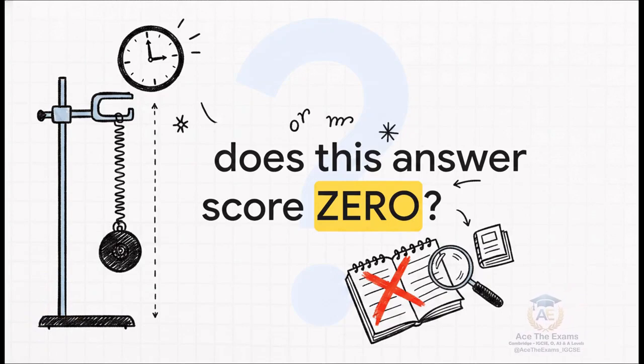No marks. Why? Because it completely ignores the command word fulfillment and the super precise terminology that the examiner is literally hunting for on the page. This is the ultimate tragedy, right? Students know the physics, but they completely fail the vocabulary test. Let's fix that right now.